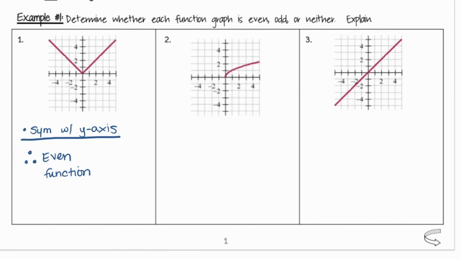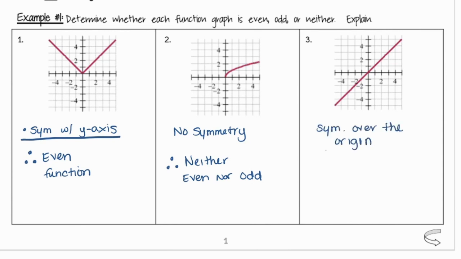For number 2, I'm going to determine its symmetry. Is this function somehow reflected through the x-axis, through the y-axis, or through the origin? This function has no symmetry. Since I have no symmetry, that means that it is neither even nor odd. The last one, what type of symmetry do you see? If I have a function that's symmetric with respect to the origin, that means that this function is odd.